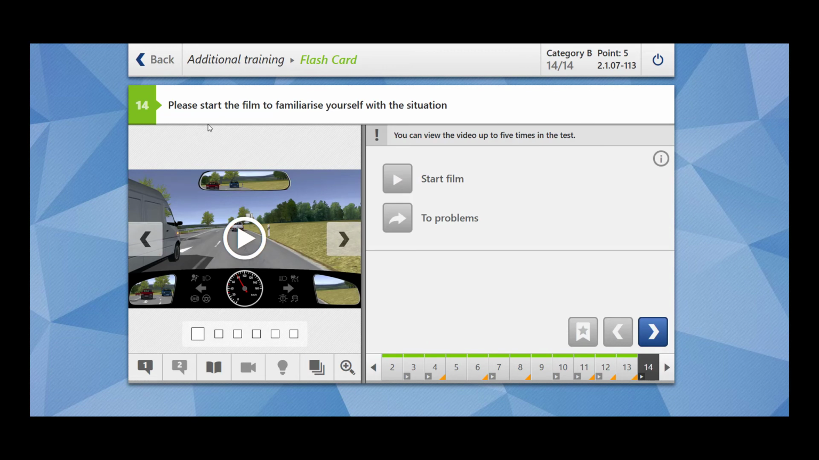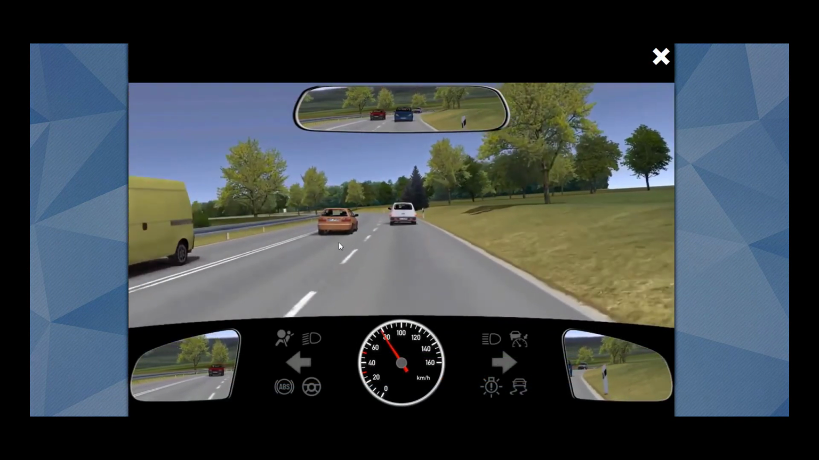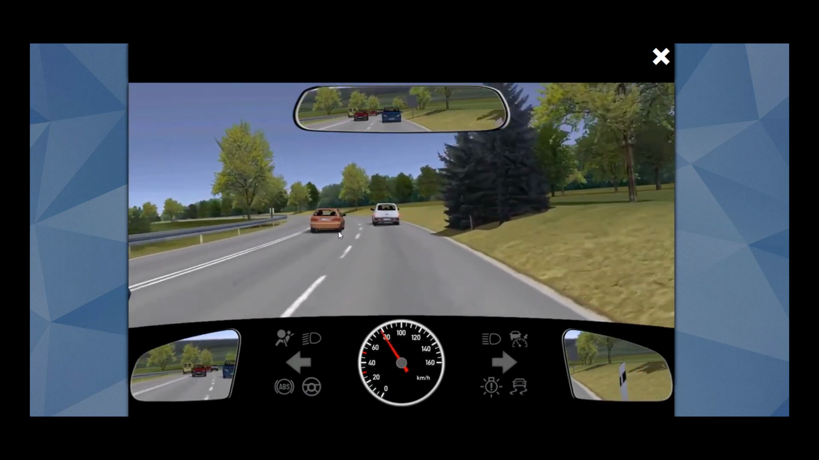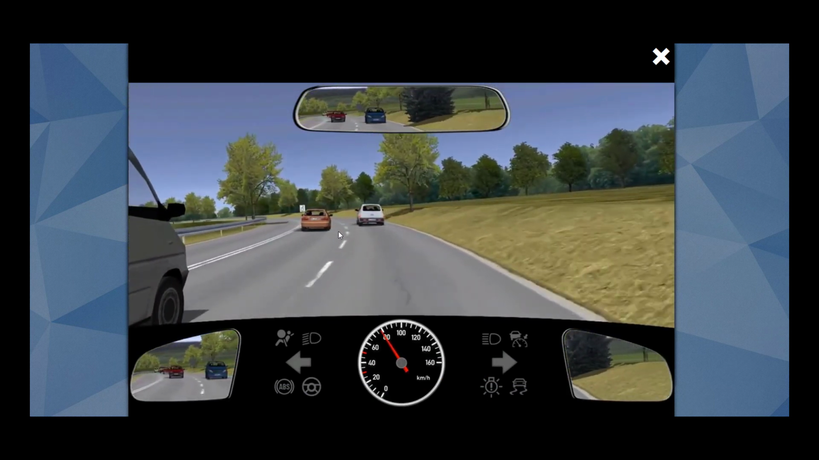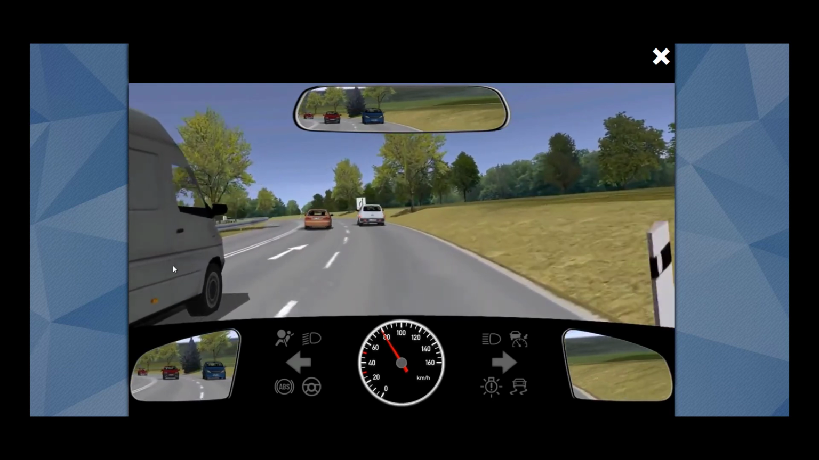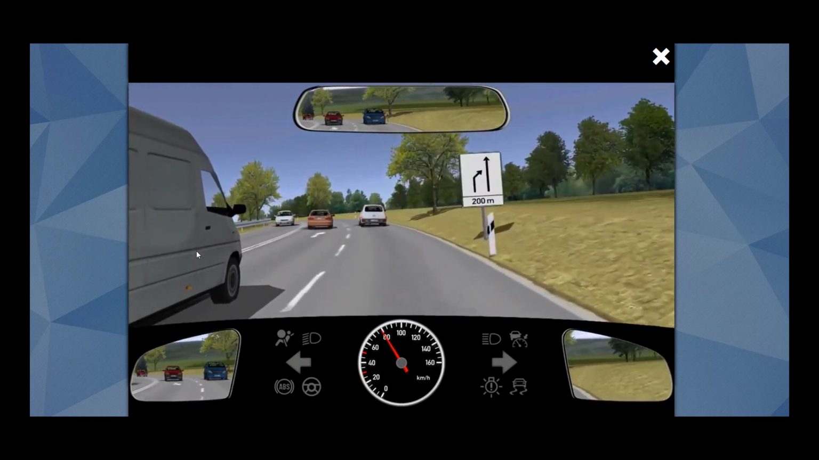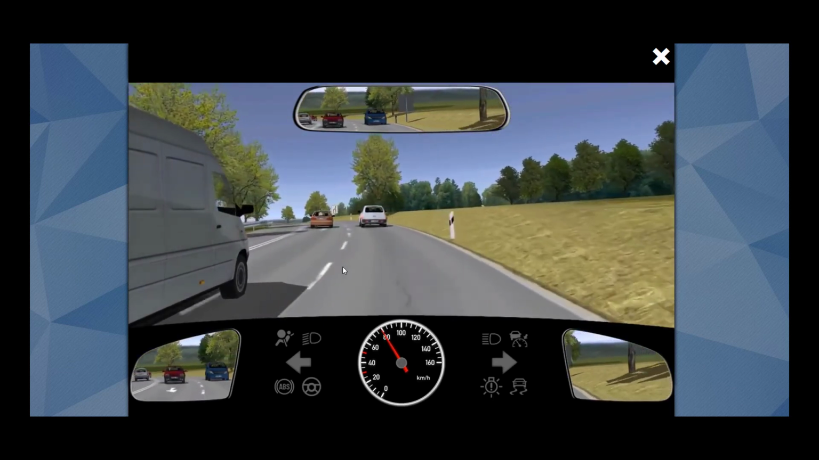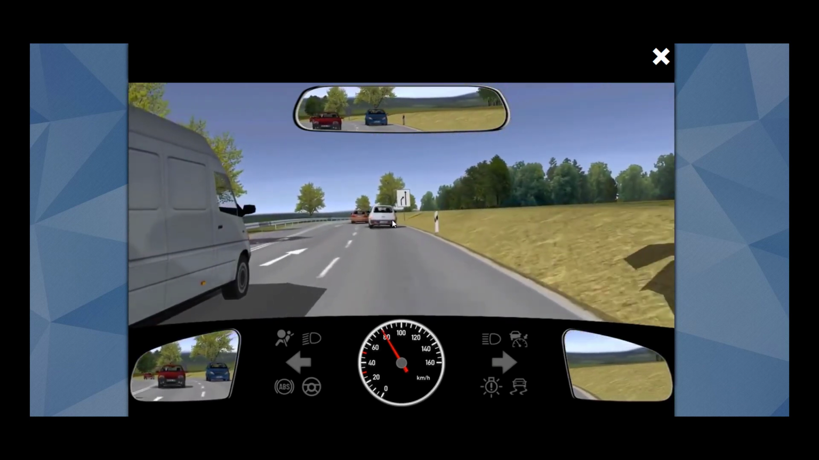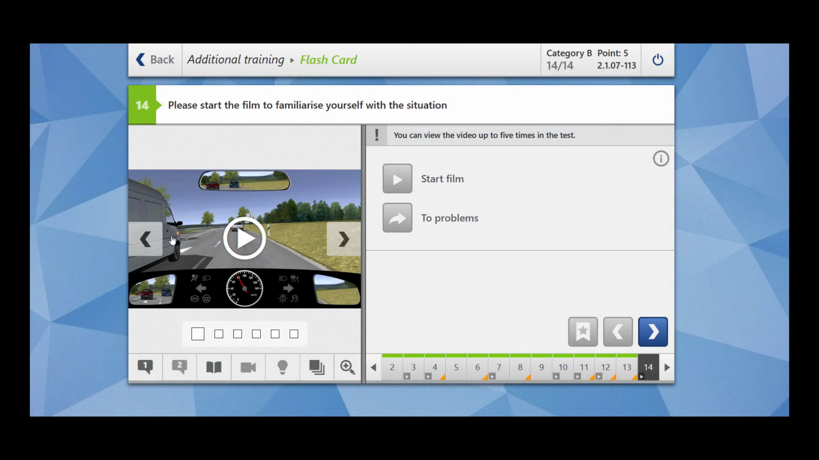Please start the film to familiarize yourself with the situation. So this lane is about to end at a distance of 400 meters. What we see here, a grey vehicle which is driving along our side. The distance is now reduced to 200 meters. This car has given the indicator. It's about to come into the continuing lane and this vehicle is also giving indication. It also wants to come into your lane because this lane on which they were driving is about to end.